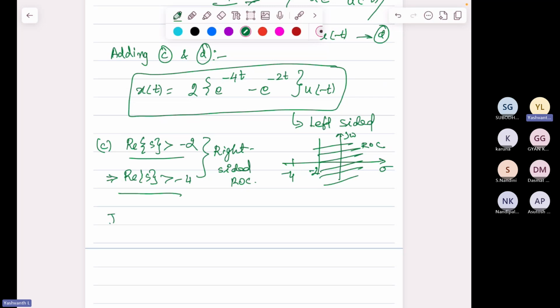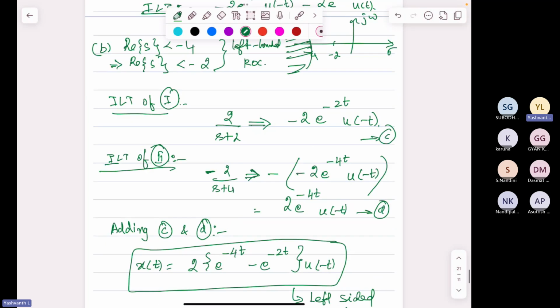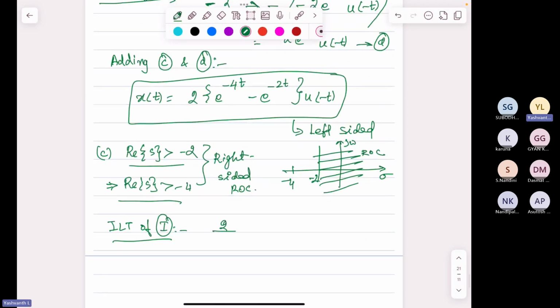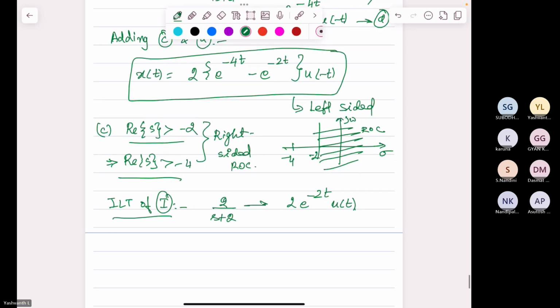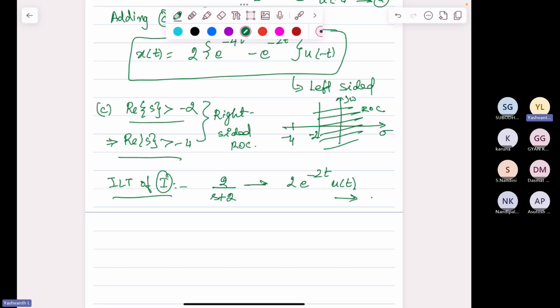So ILT of term 1. What is term 1? 2 by s plus 2. 2 by s plus 2 will have the inverse Laplace transform 2 into e power -2t into u of t. Call this equation E.